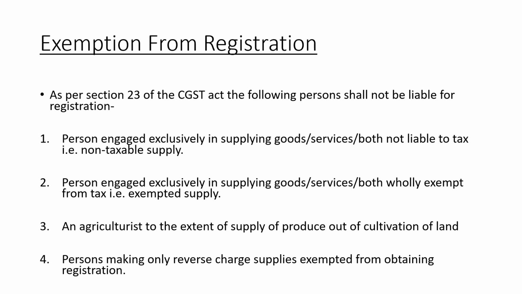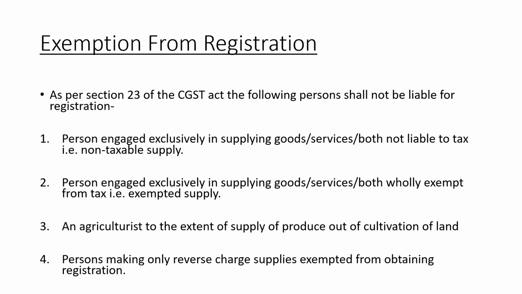It refers to persons dealing in those goods which do not fall under GST, for example alcohol and petroleum products. The second category are persons who are engaged in supplying goods or services or both that are wholly exempt from tax, that is those goods which are although included in GST but are exempt from tax.